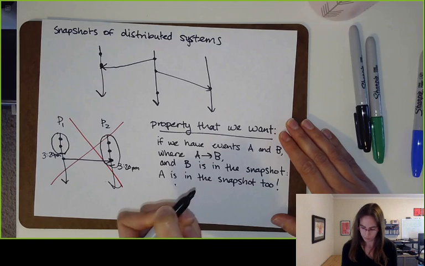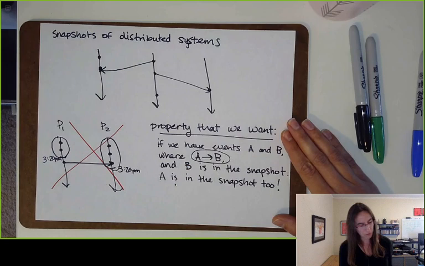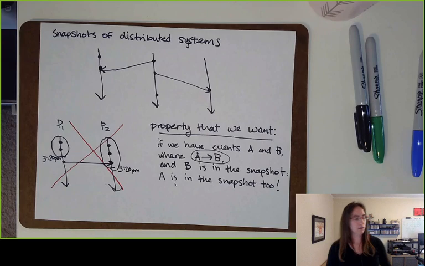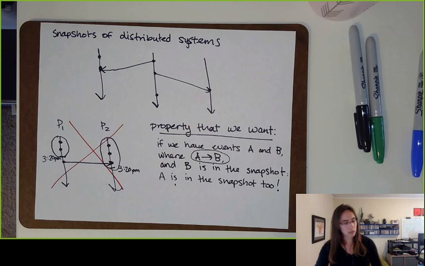So notice this use of the happens before relation yet again. It's another place where the happens before relation is going to be useful to us. So how do we accomplish that? How do we design an algorithm that will let us take a snapshot of a distributed system that will ensure that this property is true, where if you have an event that's in a snapshot, any event that happened before it is going to be in the snapshot as well?